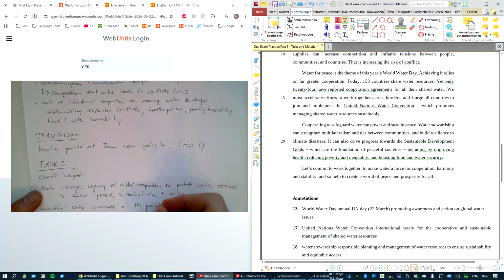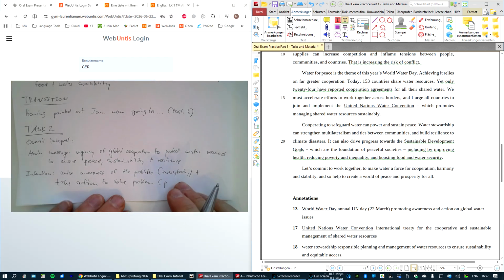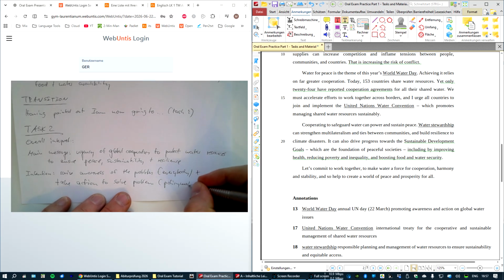Of the problem, basically everybody is addressed here, plus take action to solve the problem. This is directed at policymakers or the government. To add policymakers, governments.